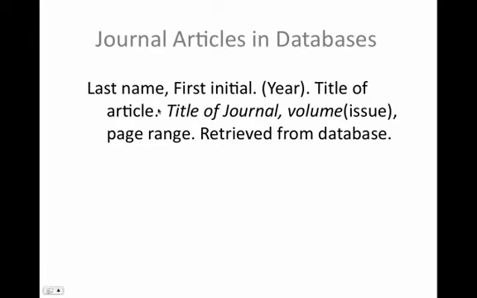Again, we're at last name and first initial. The year is still number 2. You'd put the title of your article, just like you would the title of a web page. It does not go in quotation marks. Then you put the title of your journal. Yes, I know, the J is capitalized. Don't ask. This is just the rule. A comma, the volume number, still in italics, then a parentheses, the issue number, non-italics, parentheses, comma, your page range. And then you put what database you got it from.